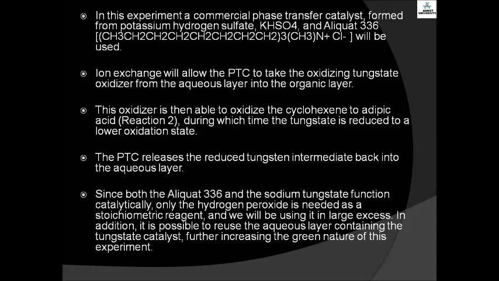So, in this experiment, a commercial phase transfer catalyst formed from potassium hydrogen sulfate and Aliquat 336 will be used. The ion exchange will allow the PTC to take the oxidizing tungstate oxidizer from the aqueous layer into the organic layer. This oxidizer is then able to oxidize cyclohexene to adipic acid, during which time the tungstate is reduced to a lower oxidation state. The PTC releases the reduced tungsten intermediate back into the aqueous layer.